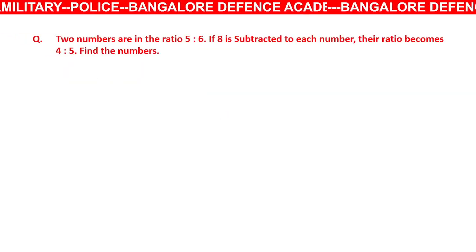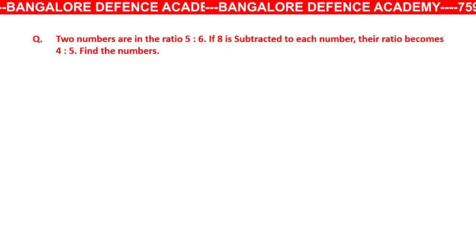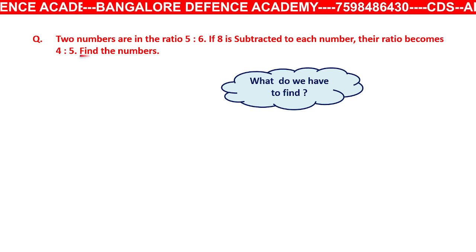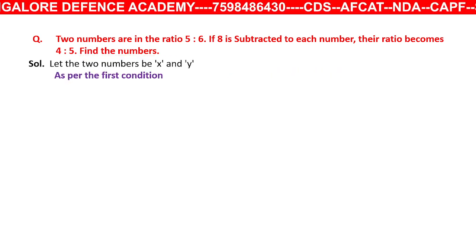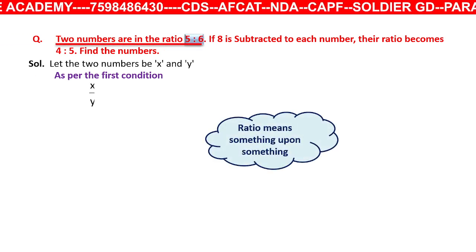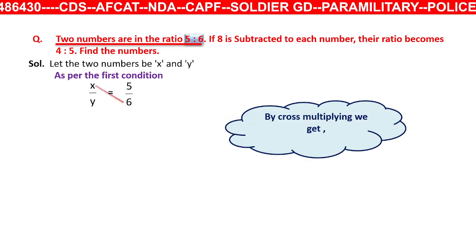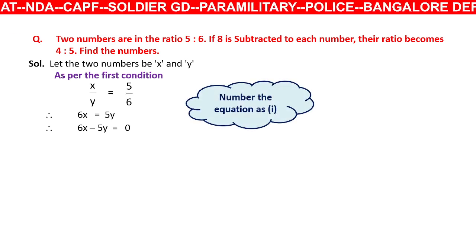Next, two numbers are in the ratio 5:6. If 8 is subtracted from each number, the ratio becomes 4:5. Find the numbers. So what do we need to find here? We have to find the two numbers. Let the first number be x and the next number be y. As per the given condition, two numbers are in the ratio 5:6. So by cross multiplying, we get 6x is equal to 5y, or 6x minus 5y is equal to 0.